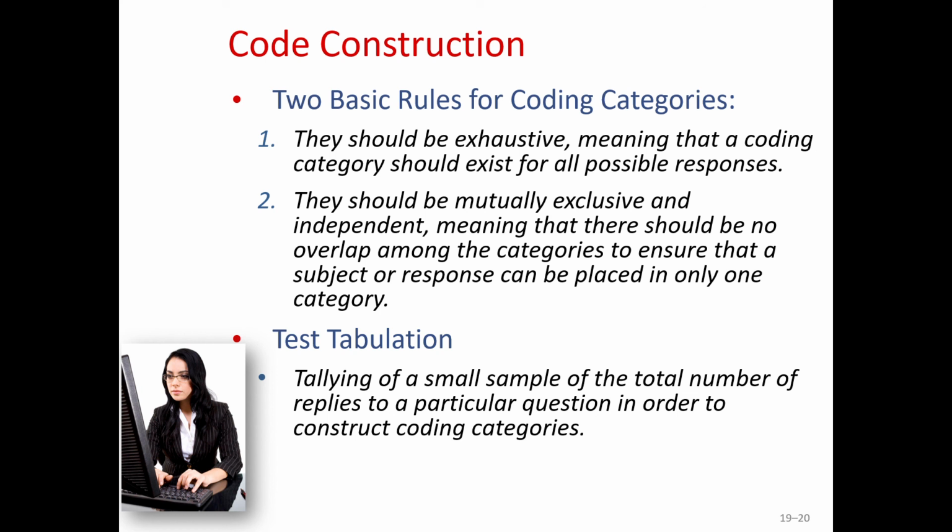Missing data should also be represented with a code. Like in the old days with computer cards, a numerical value that was out of range of the actual values was used to represent missing data and maintained to keep the space in different columns. Second, the coding categories should be mutually exclusive, independent. It means that there should be no overlap among the categories, to make sure that the subject or the response can be placed in only one category.